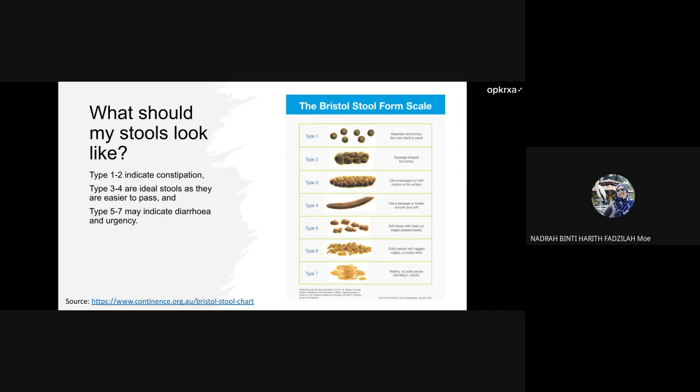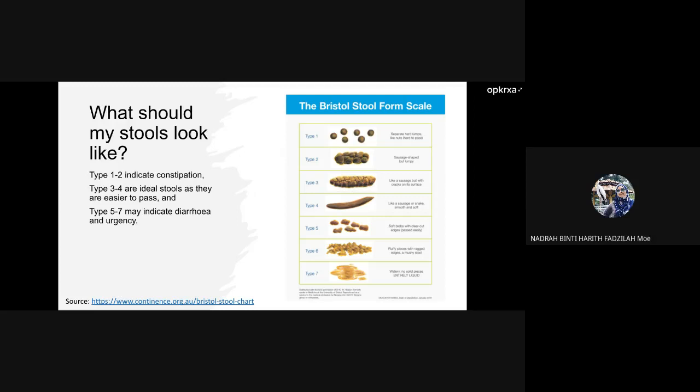And untuk type 3 and type 4 are ideal stool that is they are easier to pass, while 5 to 7 tu may indicate diarrhea. Sebab apa? Sebab kita punya large intestine mungkin the surface has bacterial infection ke, atau ada ulcer ke dan sebagainya, menyebabkan kita punya large intestine cannot absorb water. So the stool atau the feces is very watery sebab badan kita tak absorb water kan.